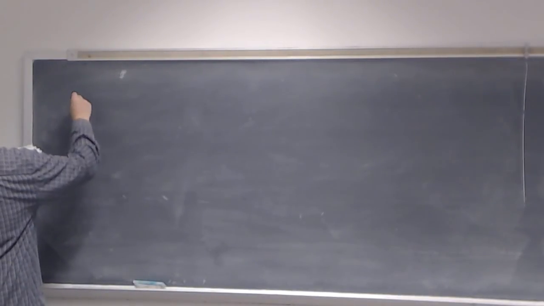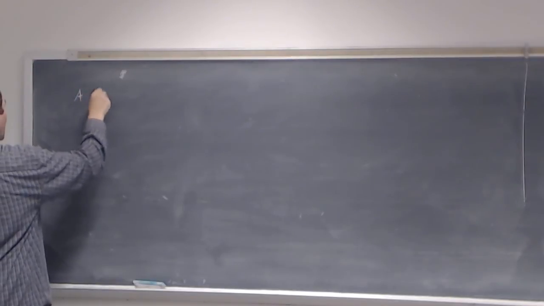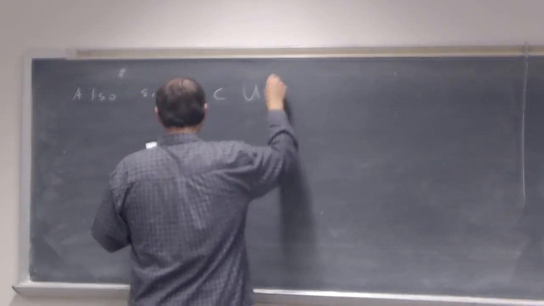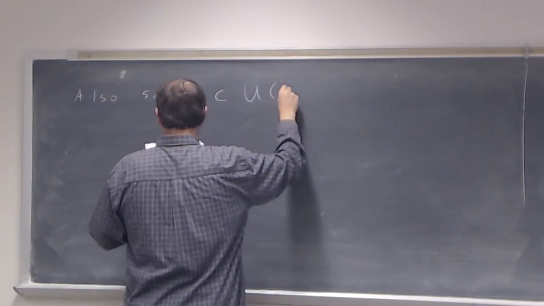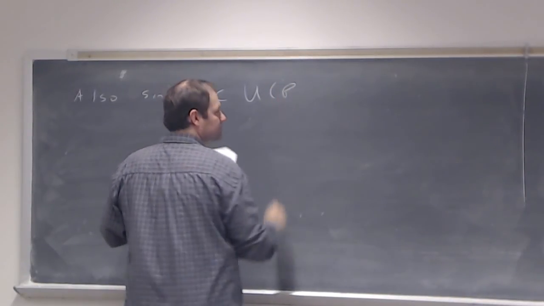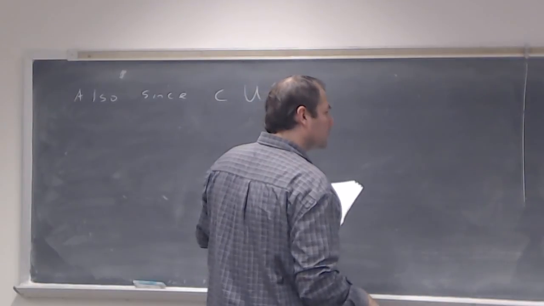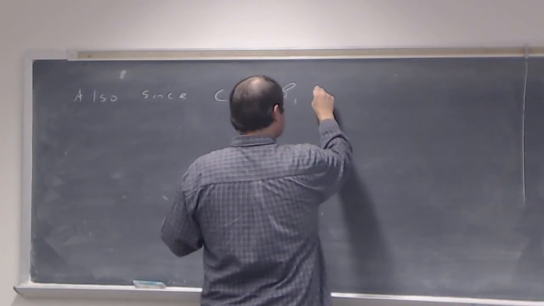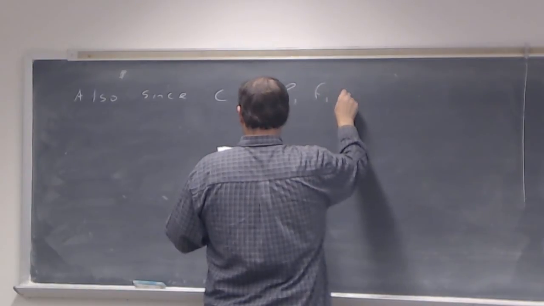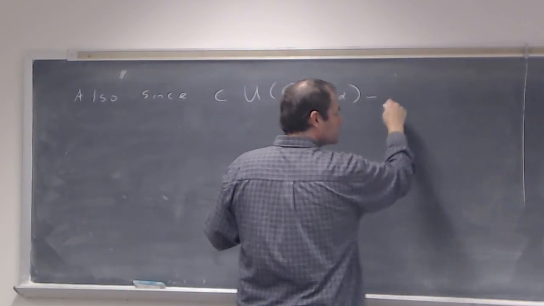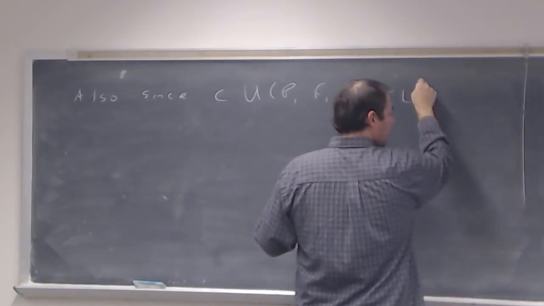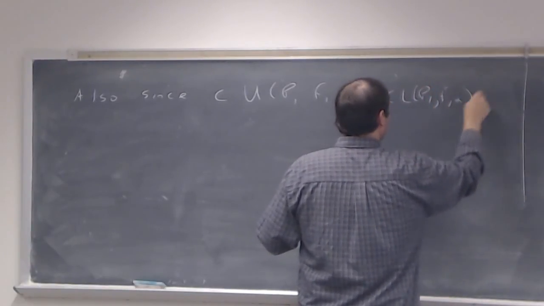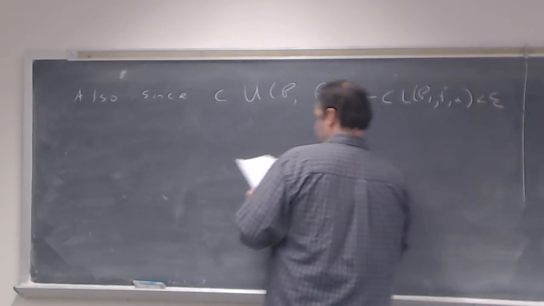Now, here's the last part we have to do. Also, since c times the upper sum with p, let's say p sub 1, f sub 1 and alpha, minus c times the lower sum with p sub 1, f sub 1, and alpha is less than epsilon.